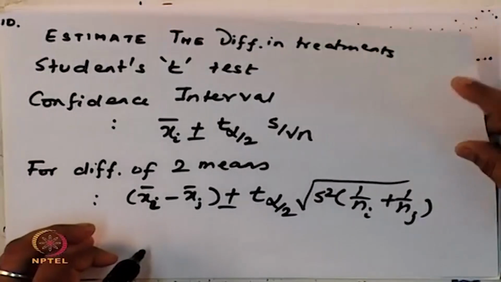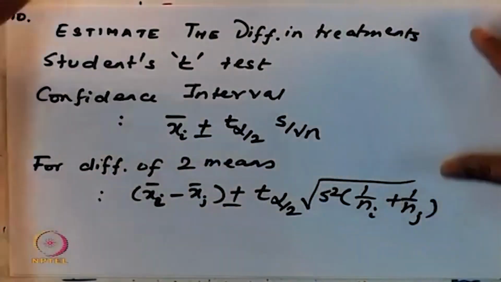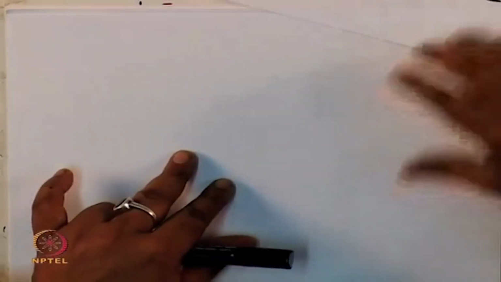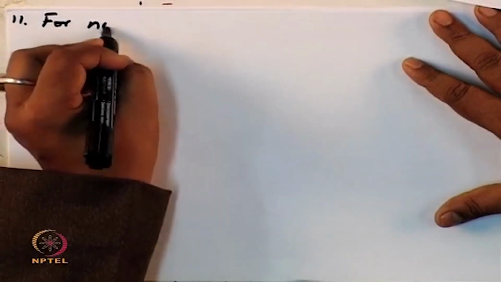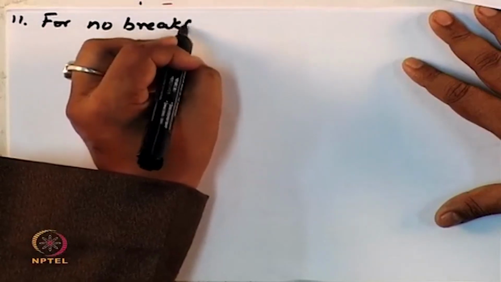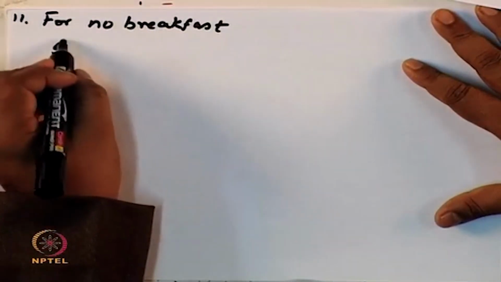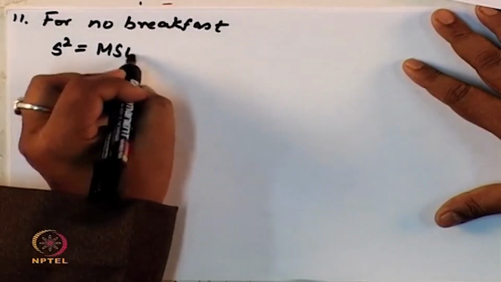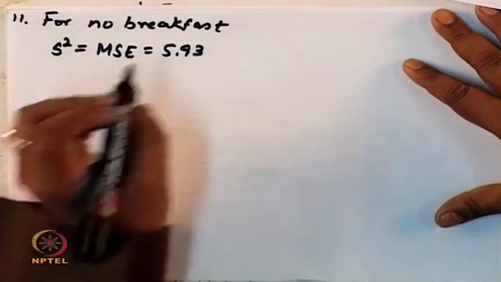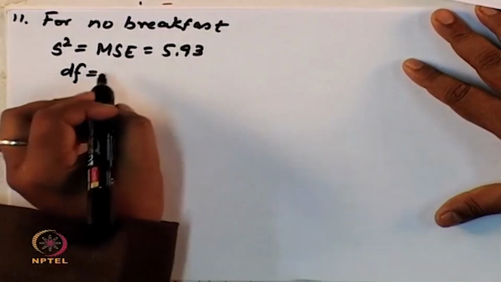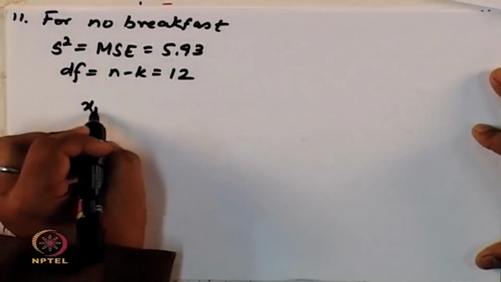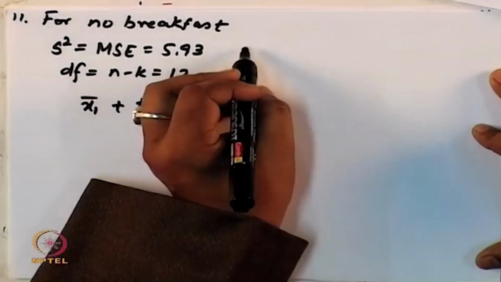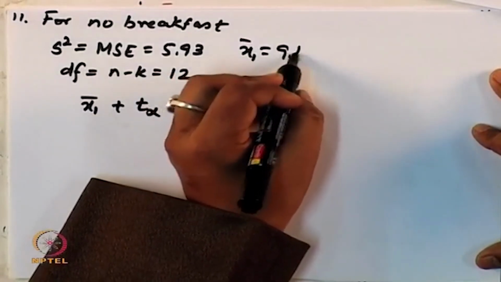Okay. So, for the previous case, let us say for no breakfast, you know the value of S square came out to be 5.93, and its DF was n minus k equal to 12. So, the confidence interval becomes x1 bar plus minus t, and for this your x1 bar was 9.4.